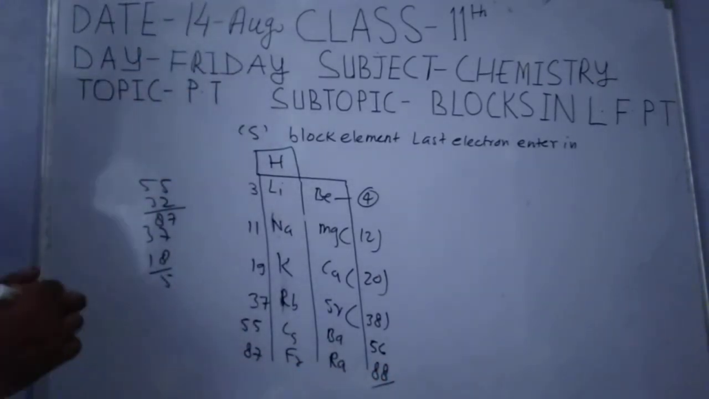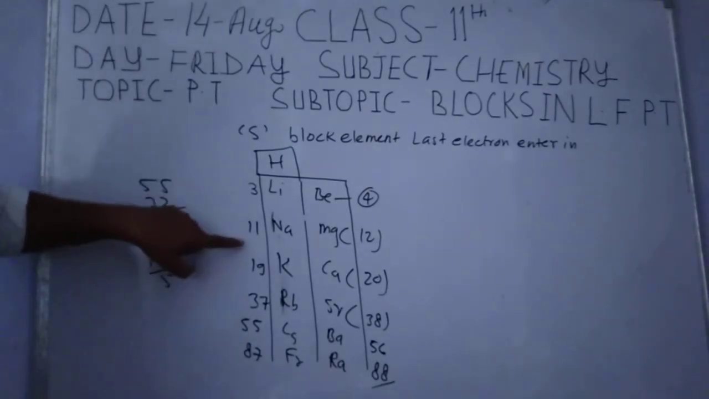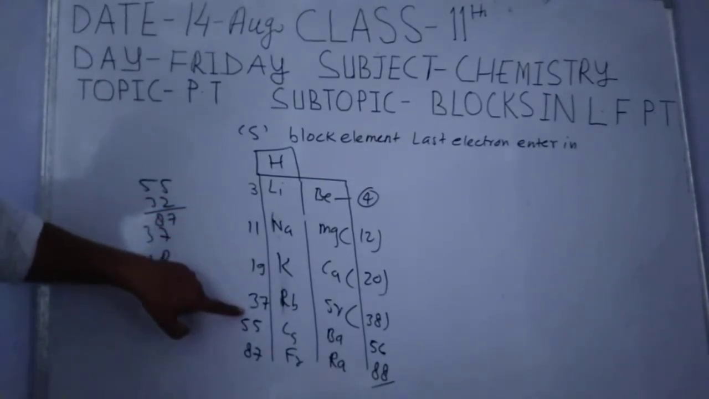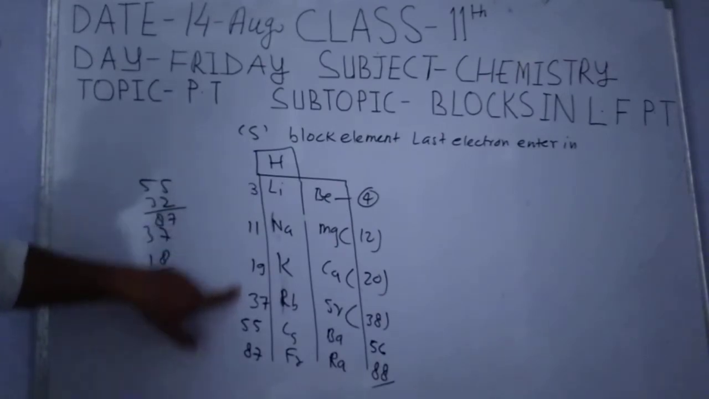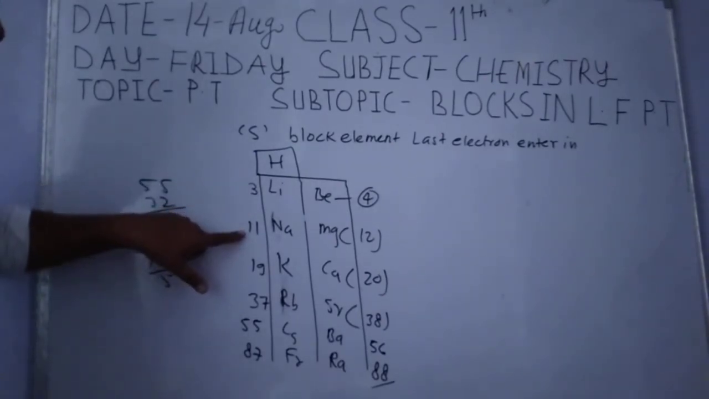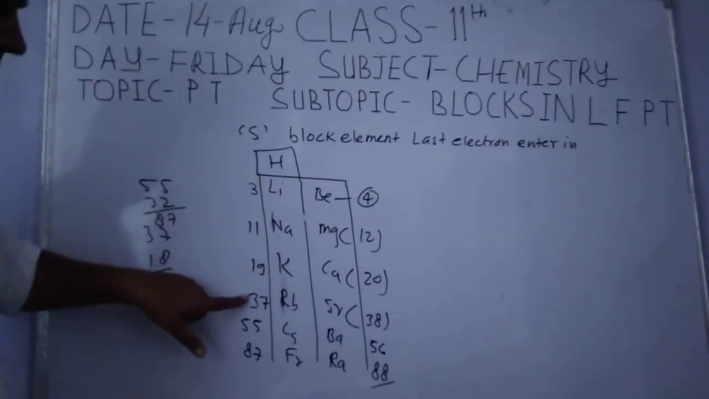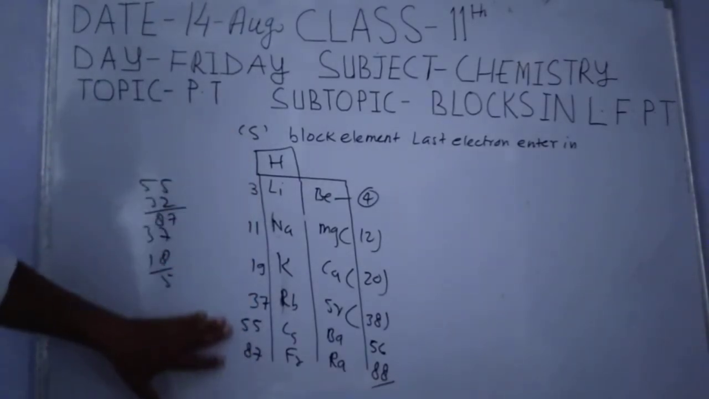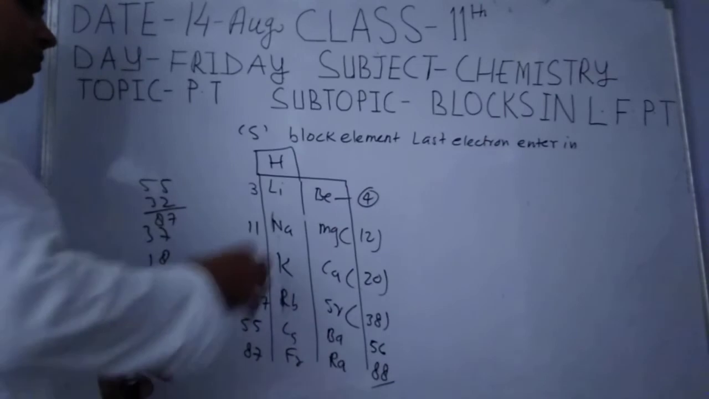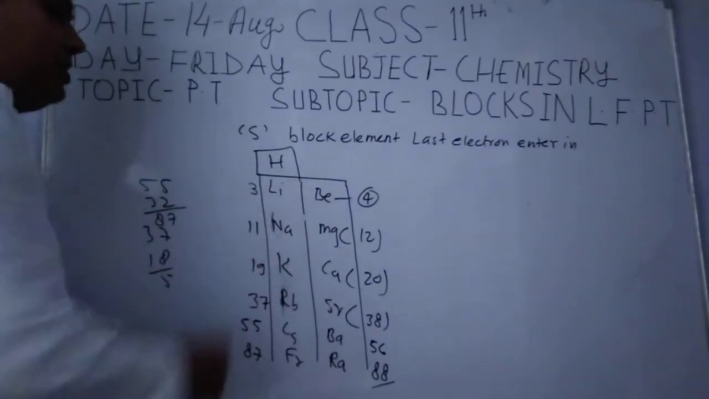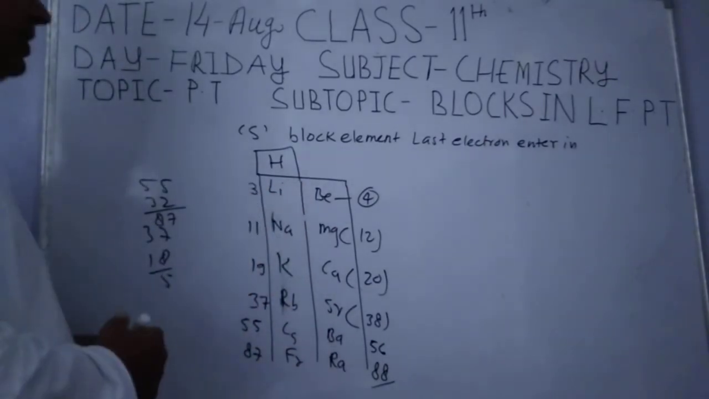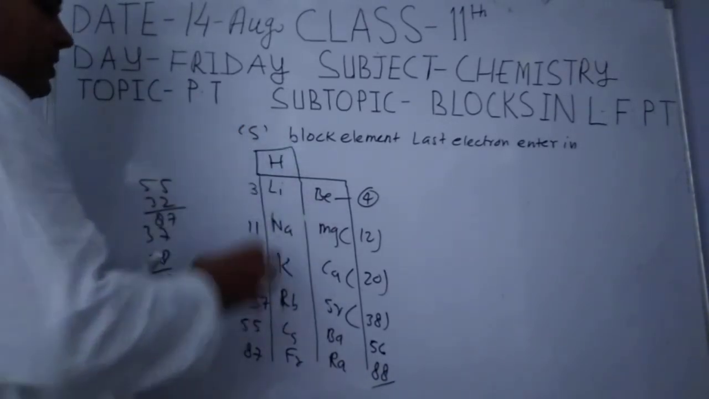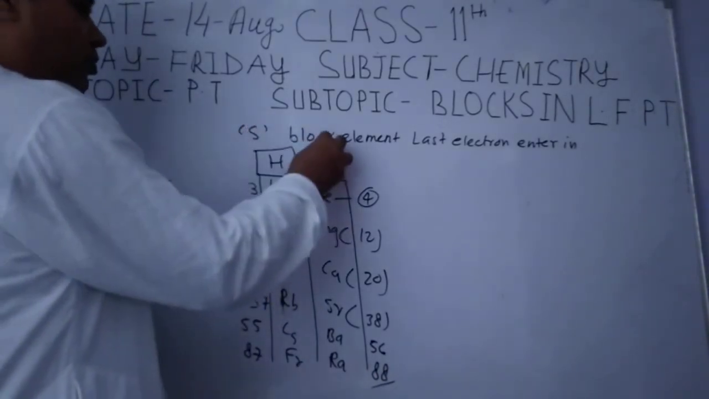So in this way we can add 8, 8, 18, 18, 32. We get the number that is 11, 19, 37, 55, 87. So we can learn in this way for atomic number. Okay. So S block element contain group number 1 and group number 2.